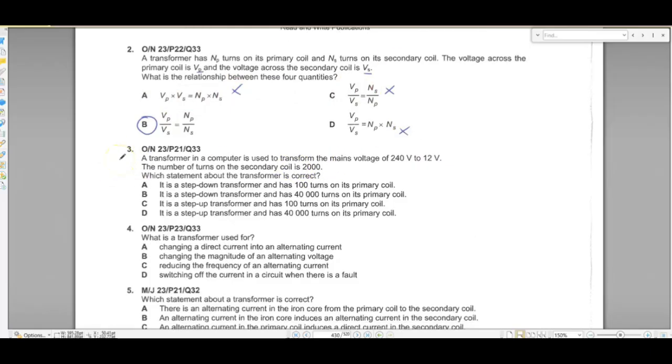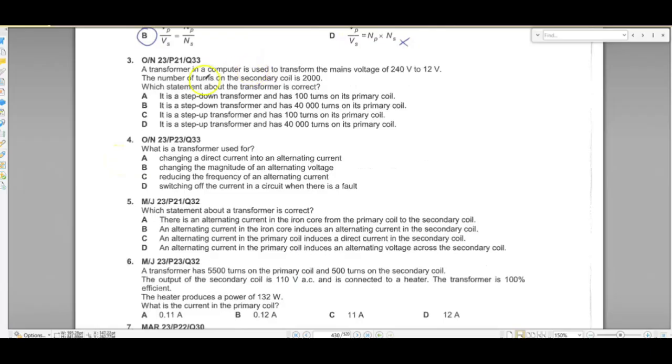Question number 3. A transformer in a computer is used to transform mains voltage of 240 to 12 volts. The number of turns on the secondary coil are 200. Which statement about the transformer is correct? It is a step down transformer and has 100 turns on primary coil. It is a step down transformer and has 40,000 turns on its primary coil. It is a step up transformer and has 100 turns on its primary coil. It is a step up transformer and has 40,000 turns on its primary coil.